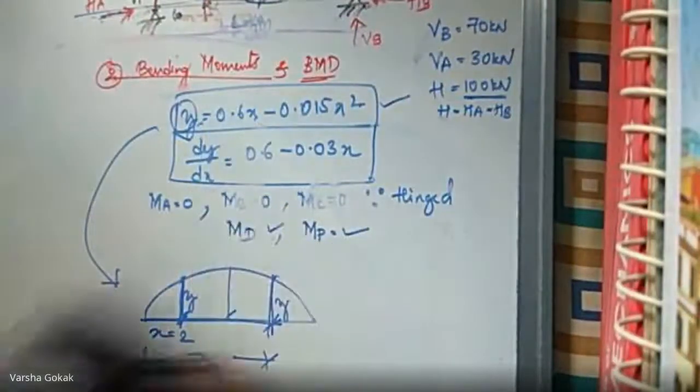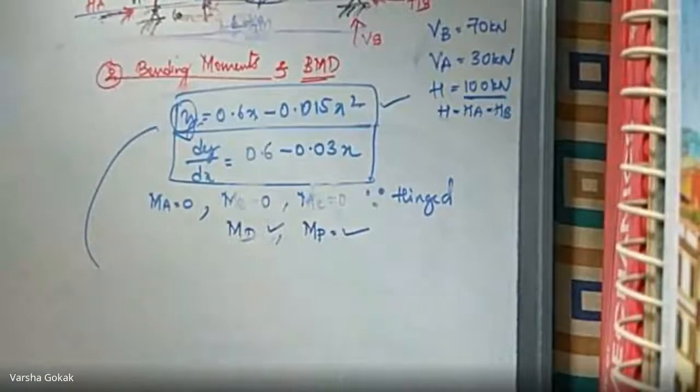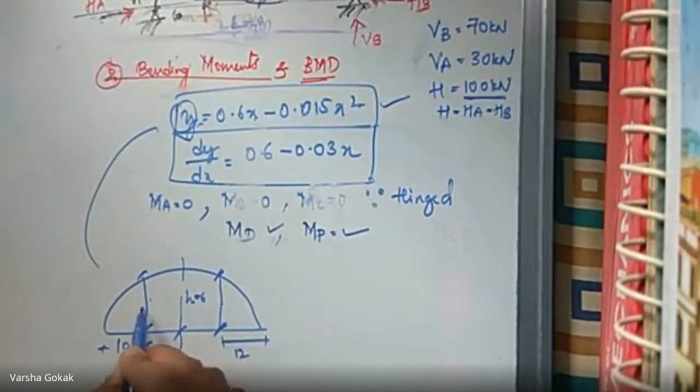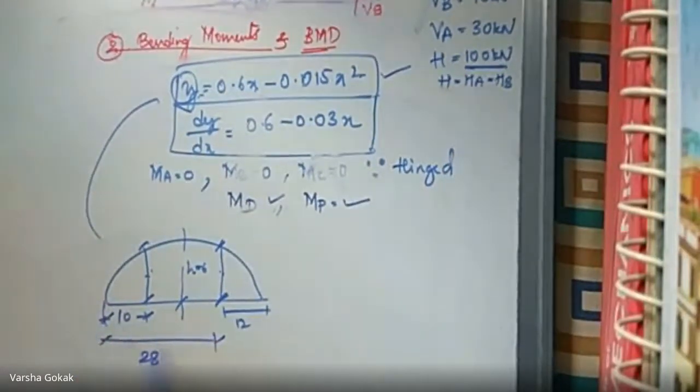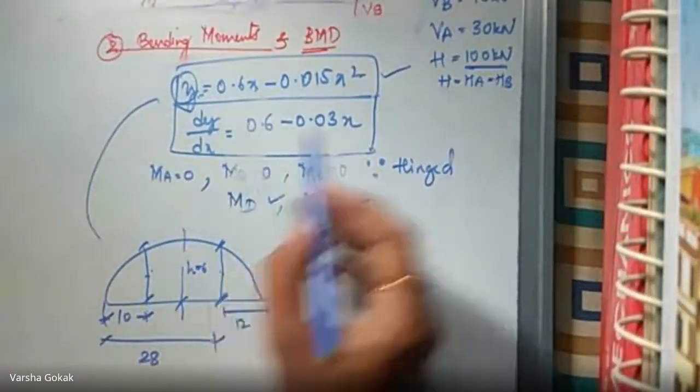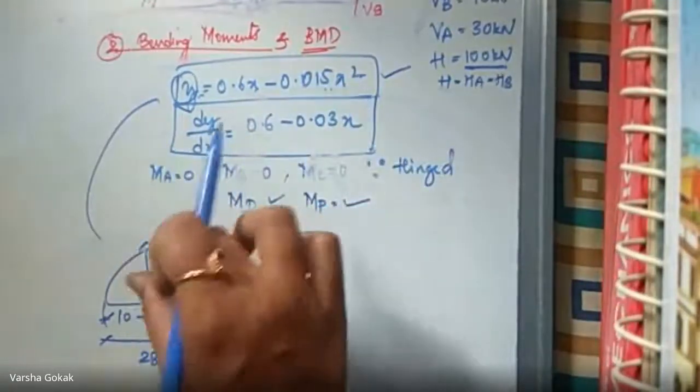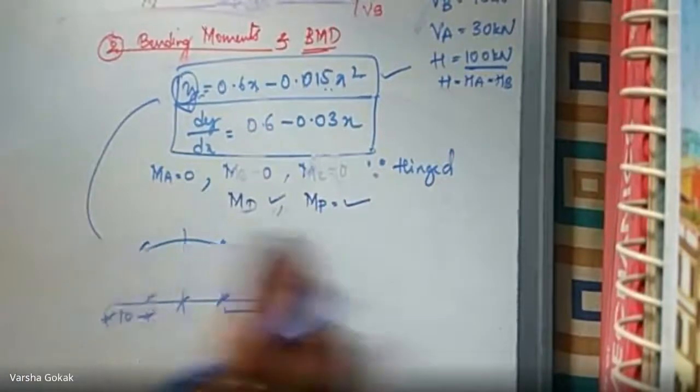Similarly, in our problem, this is your central rise, which is 6, at 12 meters from this junction, and at 10 meters. I need to find these two y's at x equal to 10 and at x equal to 28, if you take from here, this distance becomes 28. So at x equal to 10 and x equal to 28, you substitute in this y equation and get the values of y, that is the height of the parabola, correct? So let us do that next.